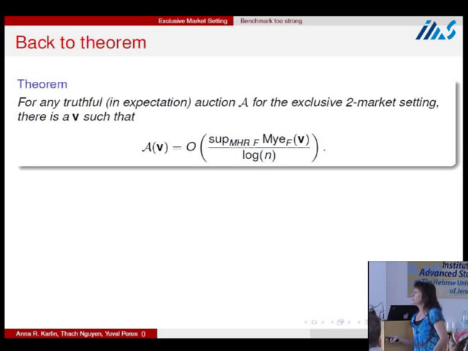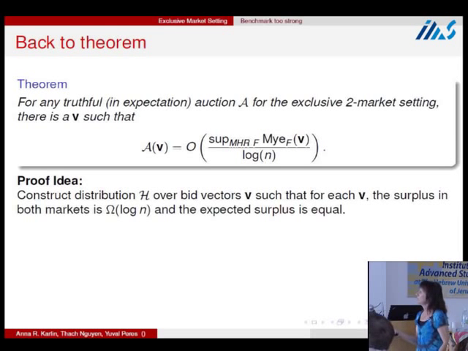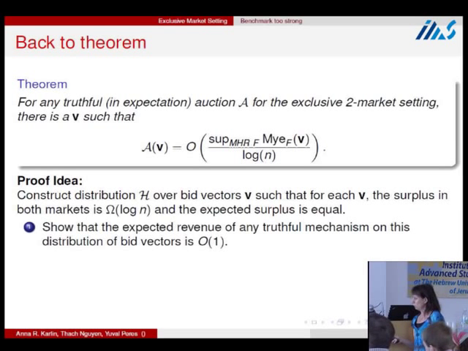Okay, so the proof is actually not very difficult, although annoying, with many technical details. But the idea to show that you can't compete with this benchmark is to construct a distribution over bid vectors that have high surplus in both markets, and the expected surplus in both markets is equal. And these distributions, for those that are in the know, are kind of truncated equal revenue distributions. So we know that the expected revenue of any truthful mechanism on these distributions is constant.